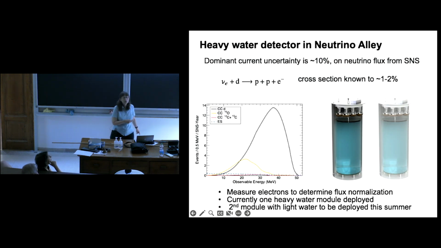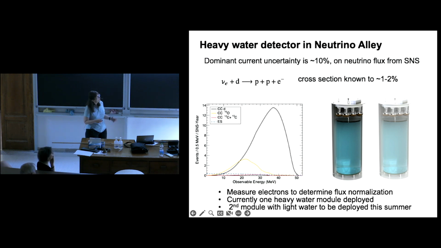I want to make one mention of the heavy water detector. We have a heavy water detector in Neutrino Alley, and the idea of this detector is to look at this cross-section interaction. This is the one used in SNO, basically the charged current breakup of nu-e on a deuteron. What you get is an electron with almost the energy of the neutrino, and this is a cross-section which is theoretically well known, to a few percent.